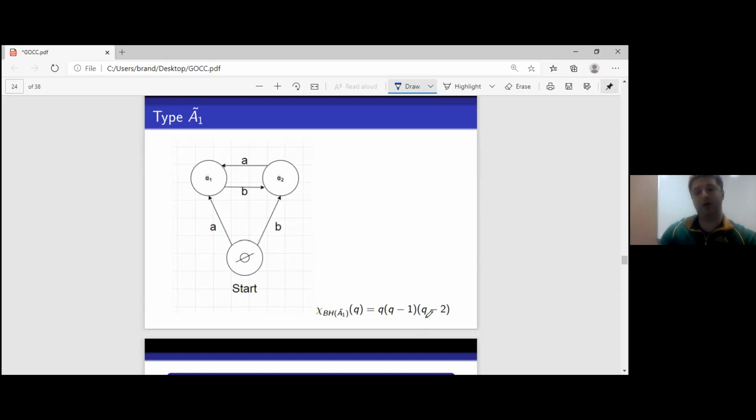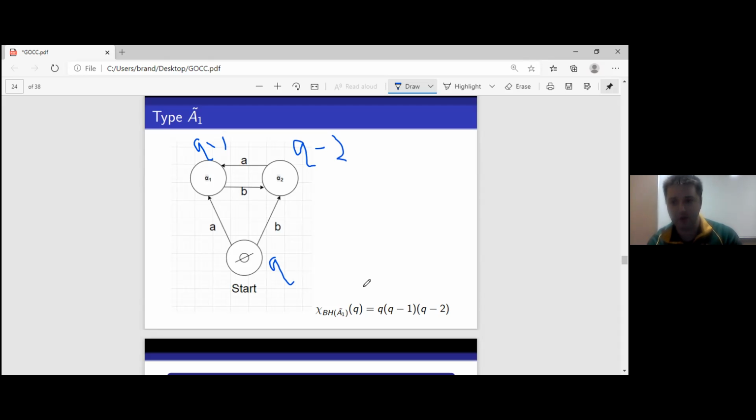And you can get the chromatic polynomial, right? By just saying, well, I can color this node by Q colors, this node by Q minus 1 colors, this node by Q minus 2 colors. Why? Because it can't be Q because it shares a neighbor with the start node, and it can't be Q minus 1 because it shares a neighbor with alpha 1. Okay, and those alpha 1s and alpha 2s are actually going to be really important later down the road. So, right, I label my edges.